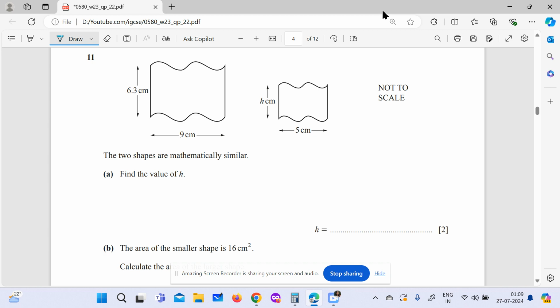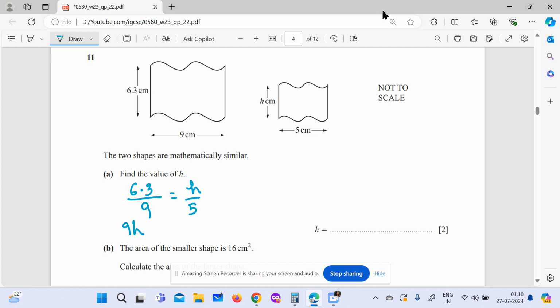So here is one shape which is similar to this shape. Now your question is find the value of h. These are two similar shapes, and you know that when you have similar shapes, the ratio of the corresponding sides are equal. Following that rule, we write the ratio of these sides equal to the other one. So we can write this as 6.3 over 9 is equal to h over 5.